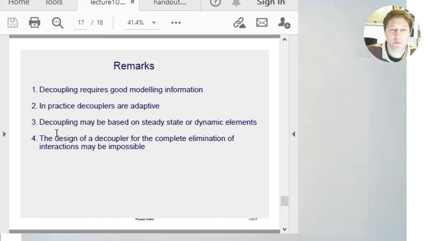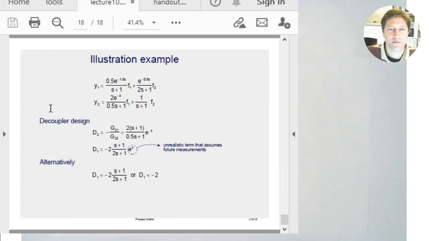The other thing that might be too good to be true is that the design of a decoupler for the complete elimination of interactions might not be possible. We'll just look at an example in a moment where that's true. So we take this example. Here we are given the transfer functions G11, G12, G21, G22, which define the interactions. We have seen how we can design a decoupler by taking minus the ratio of G21 over G22.